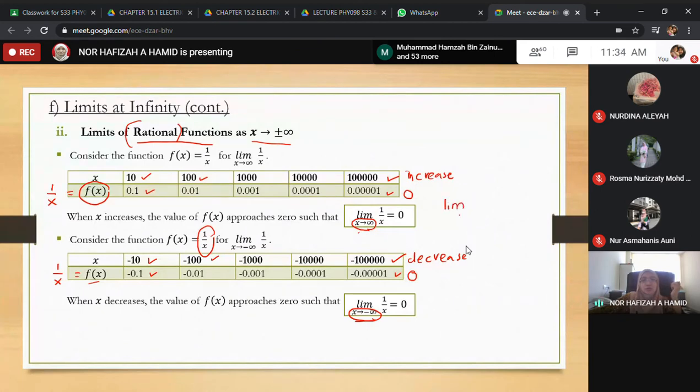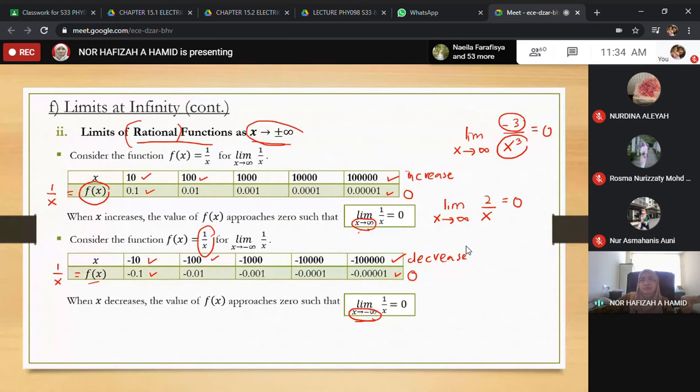Contoh, kalau you ada limit x approach to infinity, function 2 over x, still kita consider dia equal to 0. Or you have function limit x approach to infinity, function dia negative 3 over x cube, so still juga 0. Okay, asalkan atas dia must be numbers, any numbers, dan bawah dia must be variable. So semua kita consider as 0. Okay, ini untuk limit x approach to positive infinity.